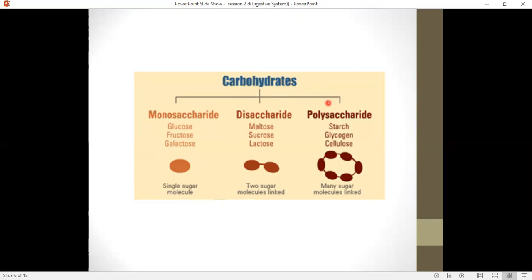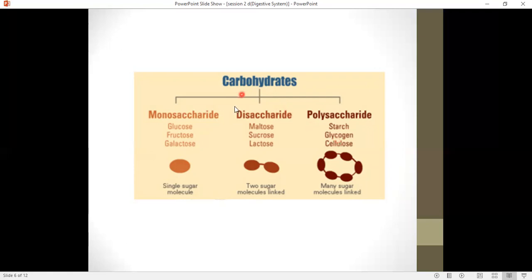The third branch is the polysaccharide, which represents the long chains of monosaccharides like starch and cellulose, which each include repeated glucose units. But cellulose is found only in plants, in the plant cell wall. As for glycogen, it consists of branched polysaccharide glucose units.